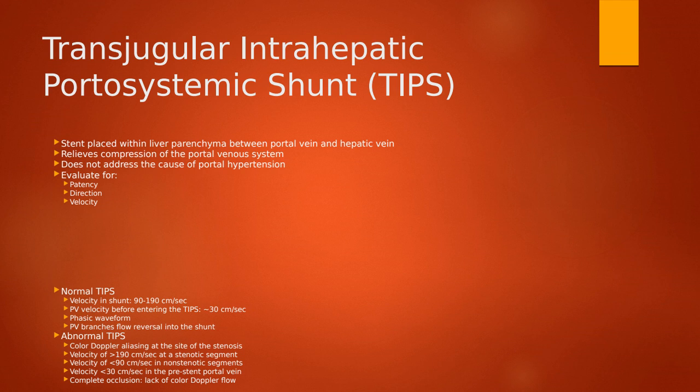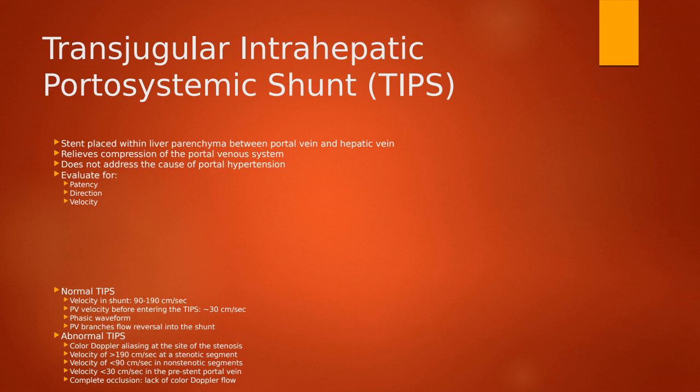We're going to see a phasic waveform, so we're still going to see it kind of responding to the patient's breathing. The portal vein branches are going to actually be having reverse flow into the shunt. So the right portal vein and the left portal vein are actually going to drain into the shunt instead of going out to the liver tissue.